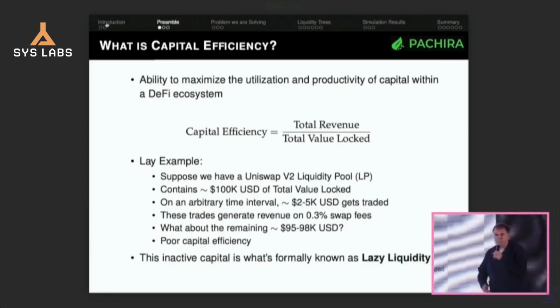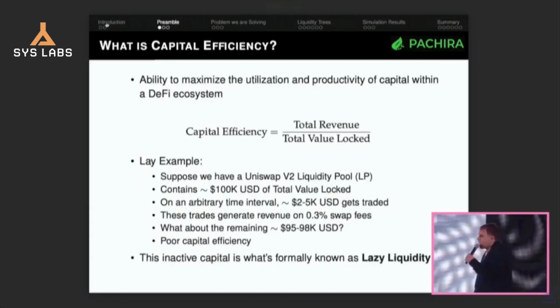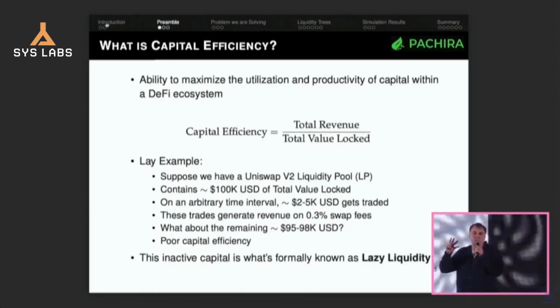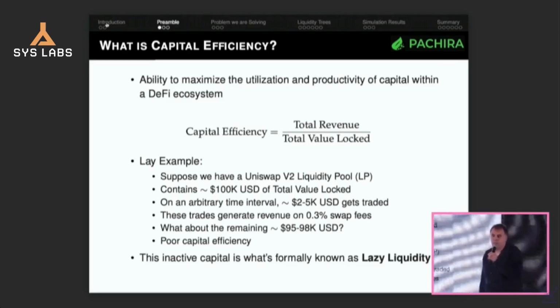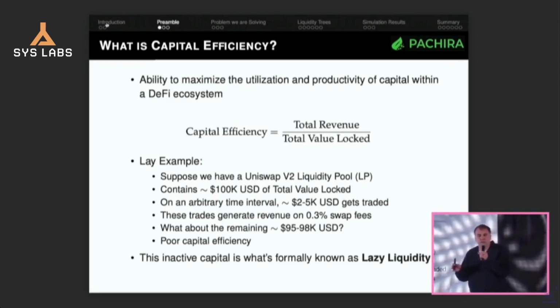So what is capital efficiency? Capital efficiency is basically the total revenue that you realize from your system divided by the total locked value. So a lay example would be, say you have a liquidity pool that has $100,000 of capital in it. On a given day, you may have $2,000 to $5,000 that move, that collects a swap fee of 0.3%.